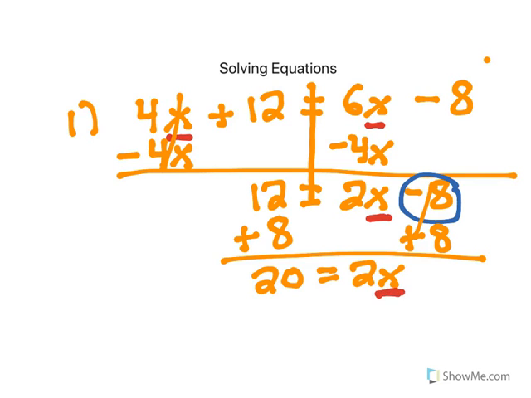Still trying to get that x by itself. I'm much closer now, but I do still have a 2 in front, so it's 2x. So I'm going to try to get rid of that 2, which is right in front of the x, so it's 2 times x. The opposite of multiplication is division, so I'm going to divide both sides by 2. And when I do that, I get that x is equal to 10.